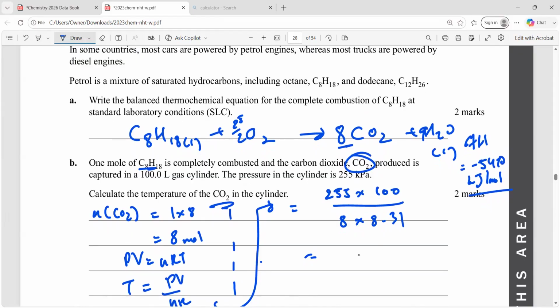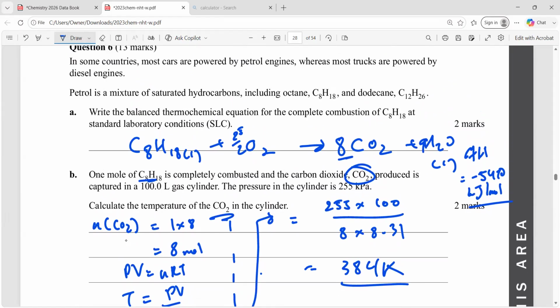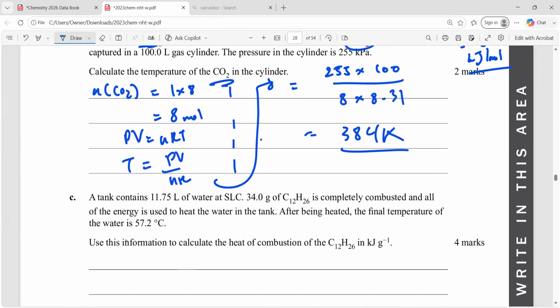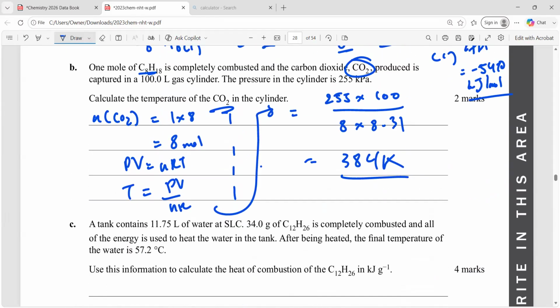Now that would be 384 Kelvin. Now, have they asked for degrees Celsius? I don't think they have, so I think we're okay. So just remember the temperature is normally in Kelvin. A tank contains 11.75 liters of water at SLC, 34 grams of C12H26.